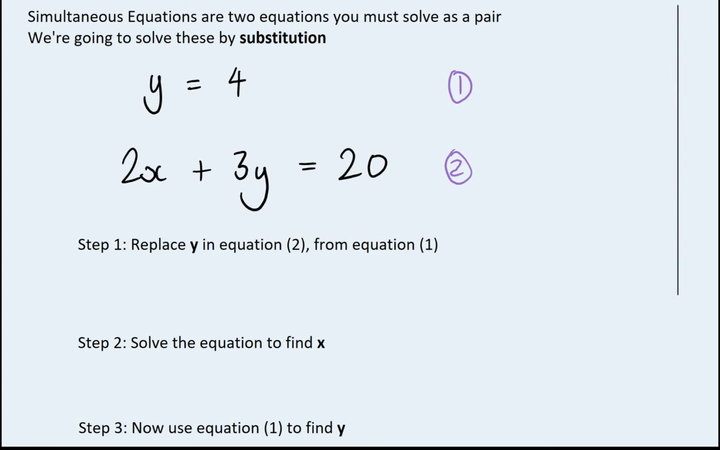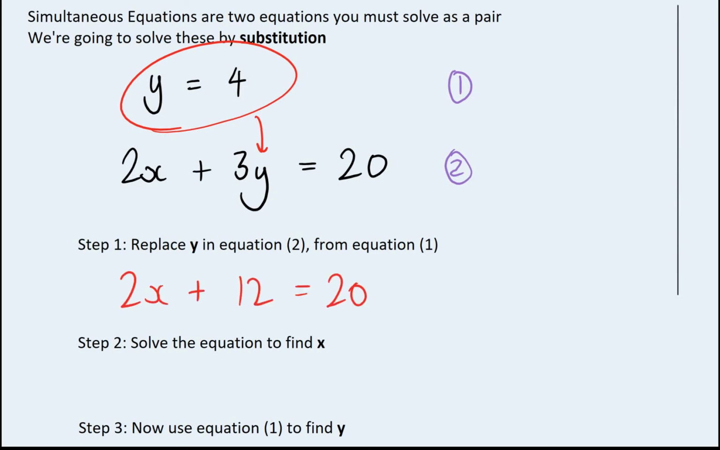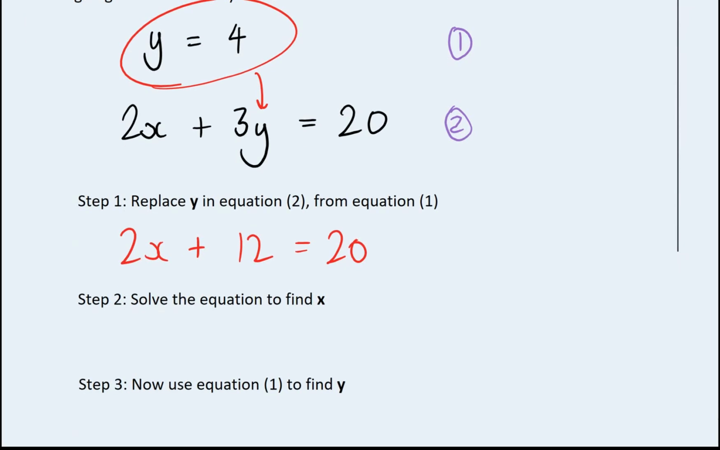We're always following the same kind of steps. What you want to do is substitute this value into the other equation. So we know y equals 4, so we're going to plug it into equation 2. So I've now got 2x, plus 3 lots of 4, which gives me 12, equals 20. So I've substituted y equals 4 into this equation to give me a new equation, and this equation is only in terms of x. That's really handy because it means we can solve it.